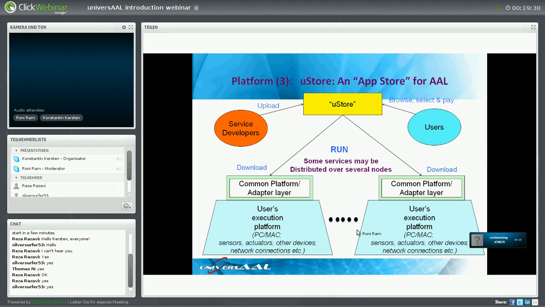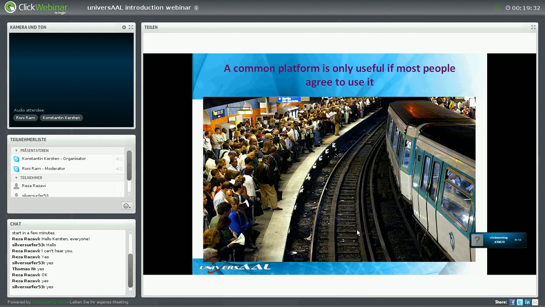But the common platform is only useful if most people agree to use it. And for that, we need to establish a community. This action is considered strategic for the survival of the project results after the project ends.